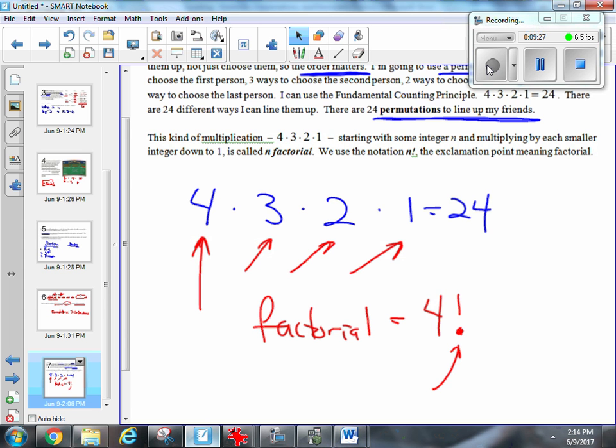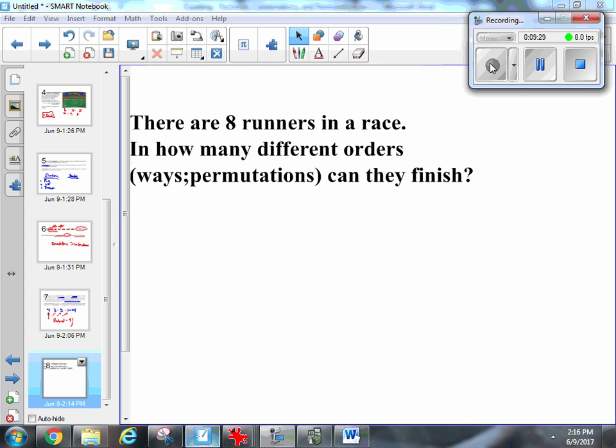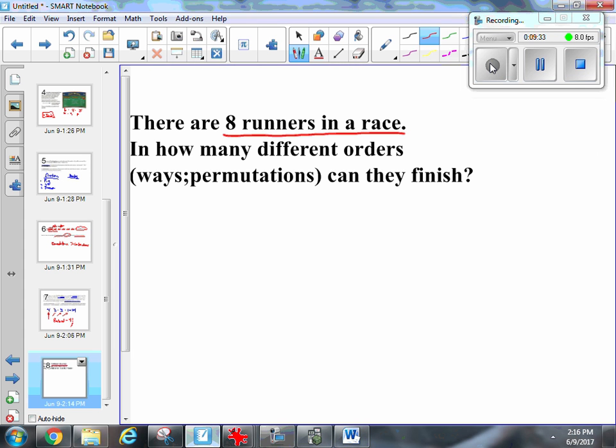Let's try one more example. I have 8 runners that are running in a race. And I'd like to know, well, how many different ways might they be able to finish this race? I mean, there's 8 people. There's a lot of different ways that they might end up finishing 1 through 8. So that's a factorial. That would be 8 factorial, which is equal to 8 times 7 times 6 times 5 times 4 times 3 times 2 times 1.